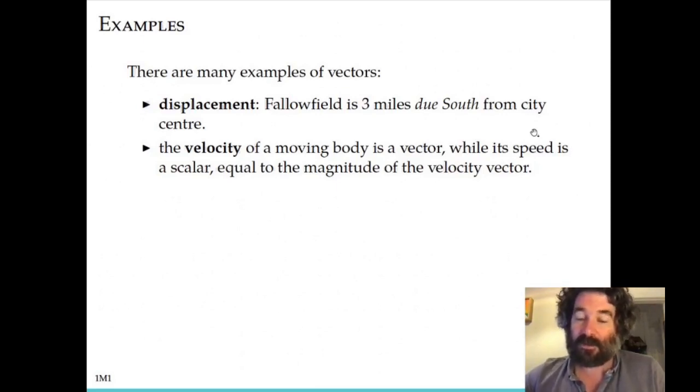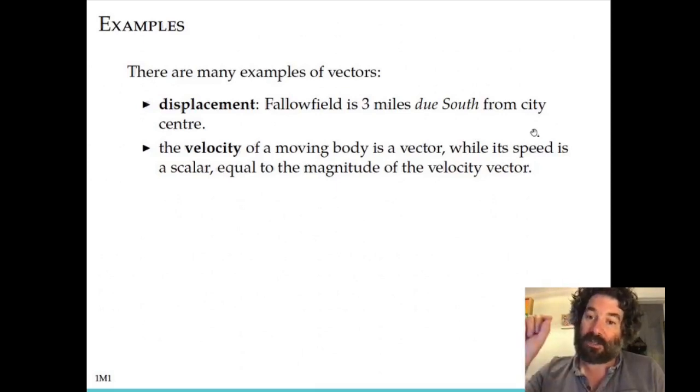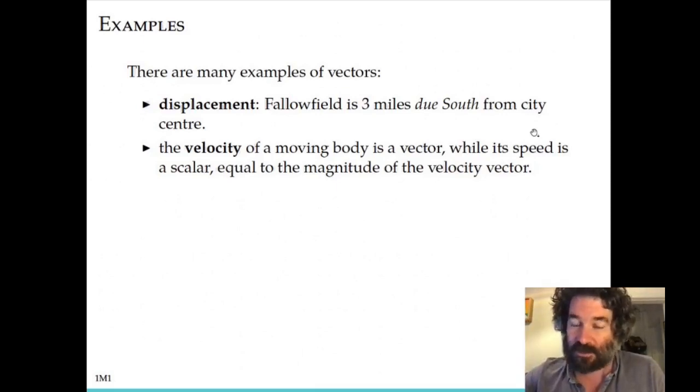Another example of a vector, which is not a displacement vector, so not literally a vector that starts at one point in space and then goes to another point in space, is the velocity. The velocity of a moving object is a vector that points in the direction of the motion. That's the direction of the vector. And then the magnitude of the vector is the speed at which the object is moving.